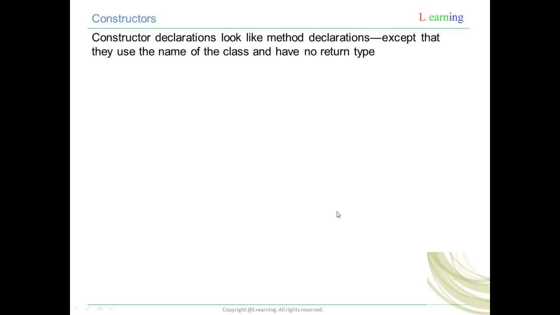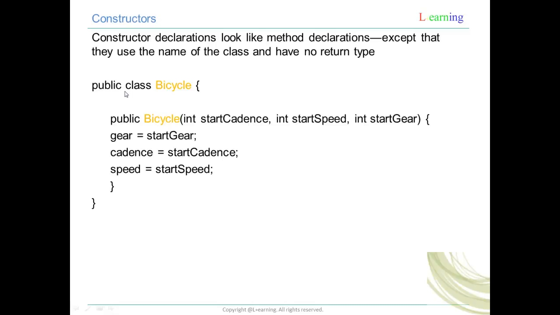Constructors. Constructor declarations look like method declarations except that they use the same name as the class and have no return type. So let's look at one class declaration and the constructor for that class. Here we have a class Bicycle. This class Bicycle has a constructor defined as public Bicycle(int startCadence, int startSpeed, int startGear).